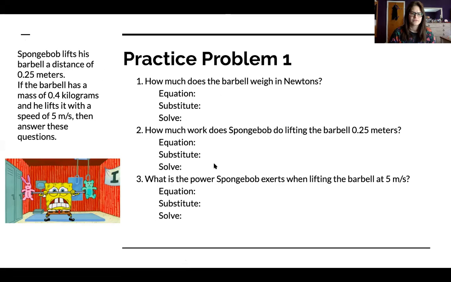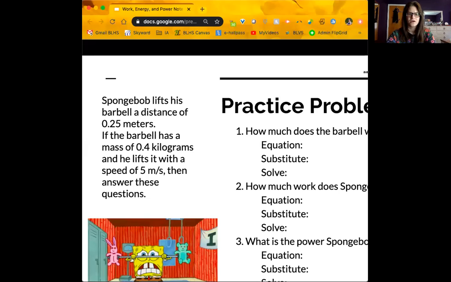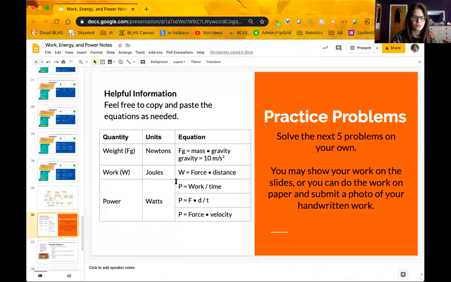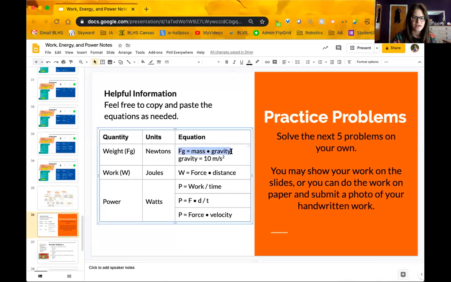So first off, for this first practice problem, SpongeBob lifts his barbell a distance of 0.25 meters. If the barbell has a mass of 0.4 kilograms and he lifts it with a speed of 5 meters per second, then answer these questions. So first off, how much does the barbell weigh in newtons? So how are we going to calculate weight? Come back here and you will be reminded that the formula for weight is Fg equals mg.